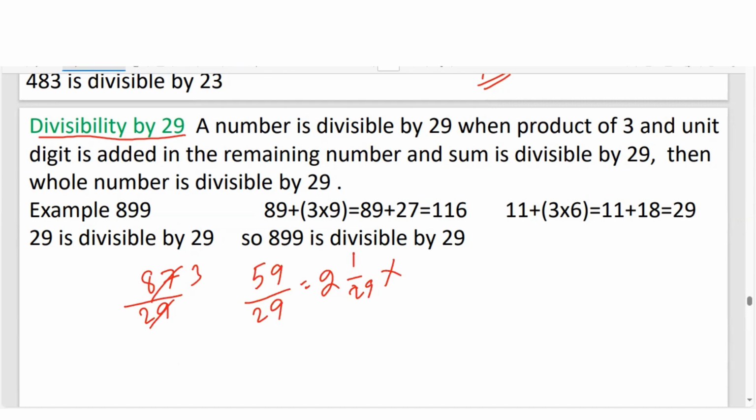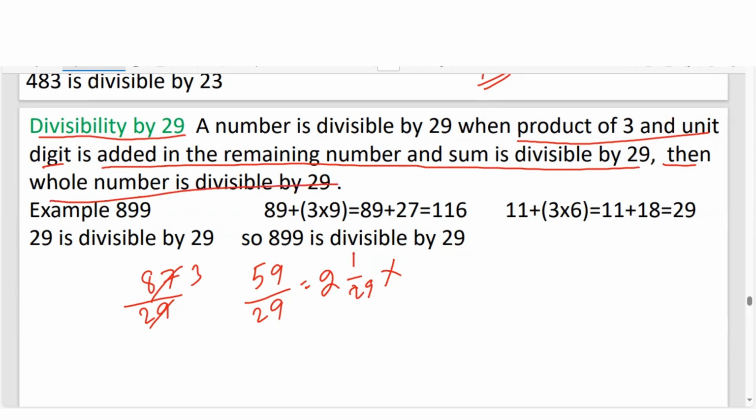If a two-digit number is given, it is easy to divide by 29 and check. But if a three-digit or four-digit number is given, dividing will take a lot of time. So we need a simple technique and logic to check whether a number is divisible by 29 or not. The easy technique is this: add the product of 3 and the unit digit to the remaining number, and if the sum is divisible by 29, then the whole number is divisible by 29.